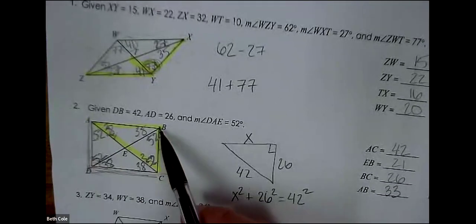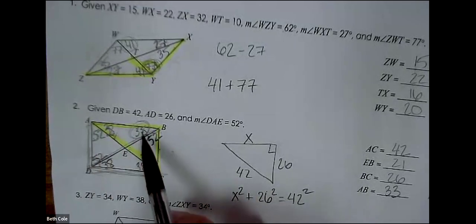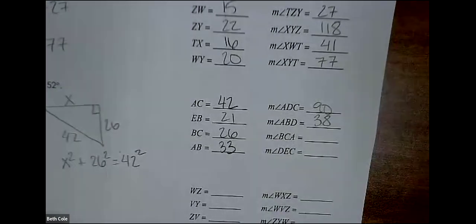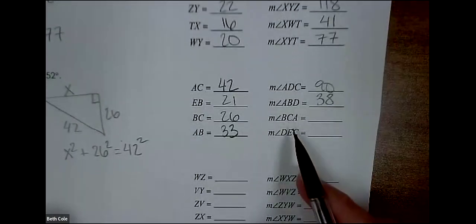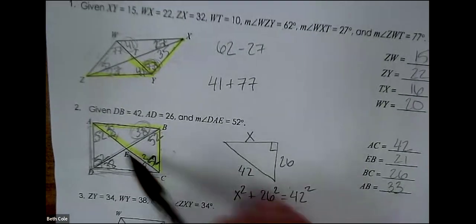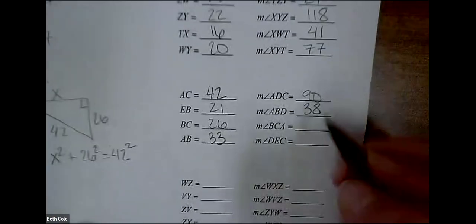All right, A, B, D. Let's see. A, B, D. That's going to be this one in here. So 38. All right, BCA. So BCA is going to be 52.